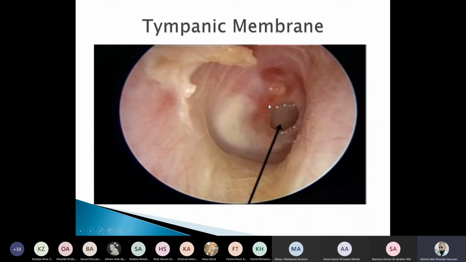Russell is asking if there is pus. So maybe this is the one, although it's not pouring in the external auditory meatus, there is no discharge, but maybe it is still in the middle ear.